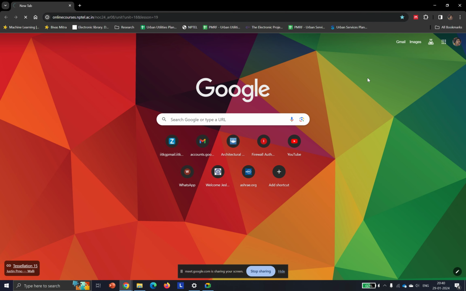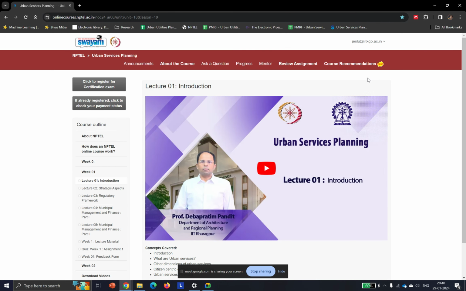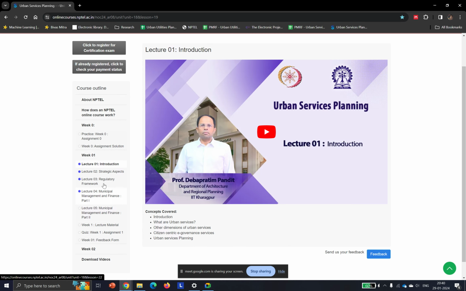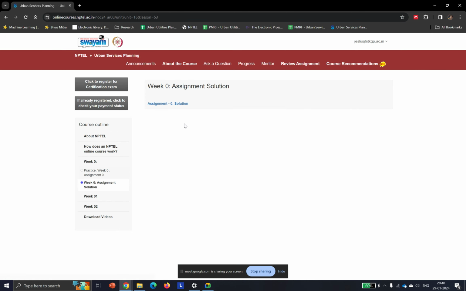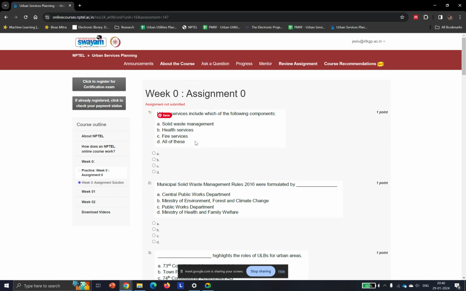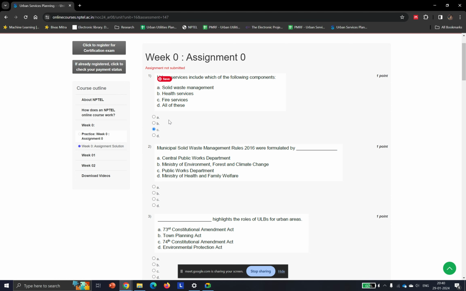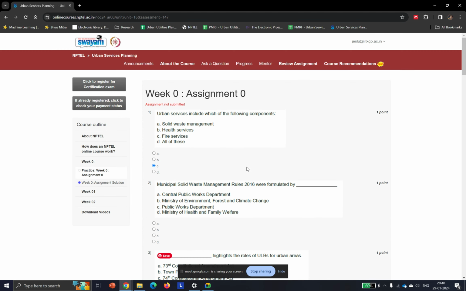So my screen's visible, right? Yes. So this is our portal. Once you log in to the Swayam portal, you'll get something like this. On the left-hand side, there's one week 0 assignment which is given. This is not evaluated. It's just for practice. So this is a practice assignment, like a quiz. We can solve this and you'll get points. Immediately you'll get to know what the points are, and after 1 week, the solution will be released.